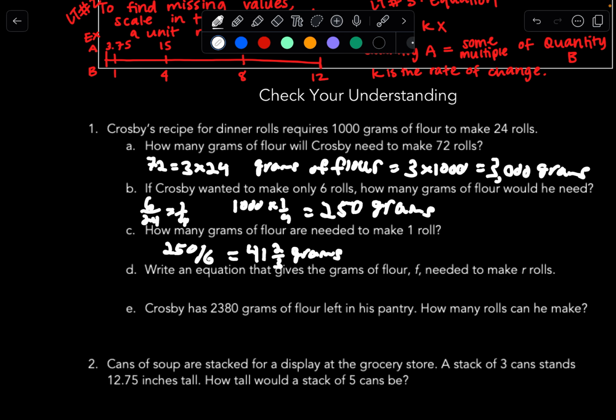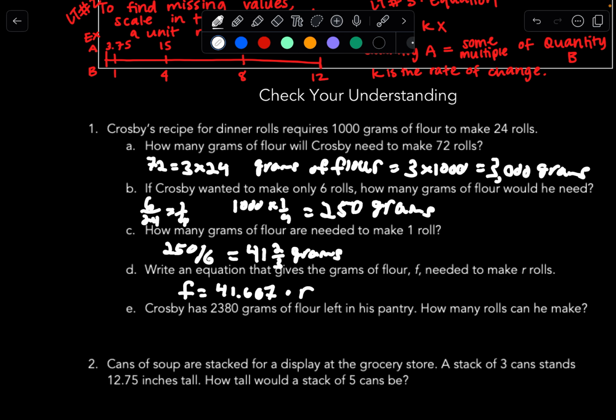So the next is to write an equation that gives the grams of flour F needed to make R rolls. Well, F equals, I'm going to write the 41 2/3 grams, that's 41.667, I go to 3 decimals, times R. For 1 roll, it was 41 2/3 grams. So for R rolls is going to be that number times R.